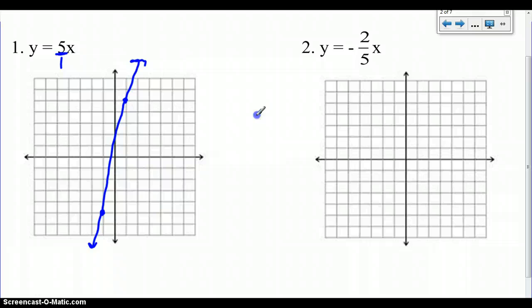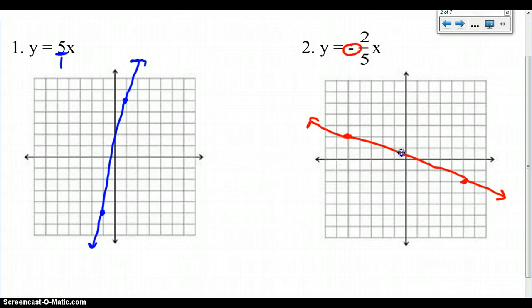For the next one, since it's a negative, we can't forget our negative. We can go down 2, 1, 2, then right 5: 1, 2, 3, 4, 5. Or we can go up 2, 1, 2, and left 5: 1, 2, 3, 4, 5. Either way, it'll still give us a negative slope. So all we do is connect those 2 points. When you connect them, make it look a little bit better and actually go through the line. So this is how you would graph direct variation equations.